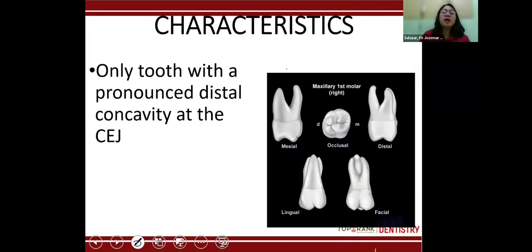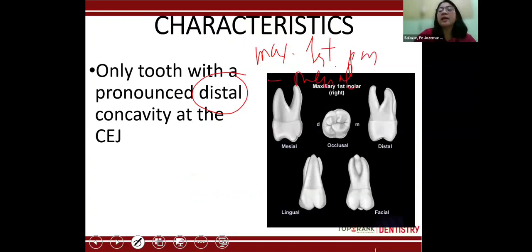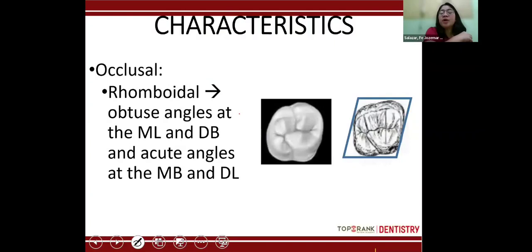Only tooth with a pronounced distal concavity. The maxillary first premolar has a mesial developmental depression. This is the distal developmental depression or distal concavity. From the occlusal, the outline is rhomboidal. So obtuse angles.